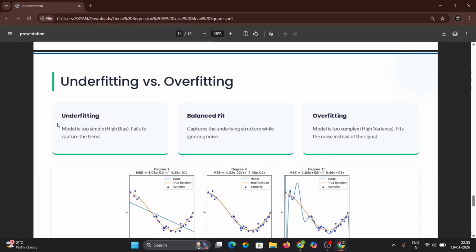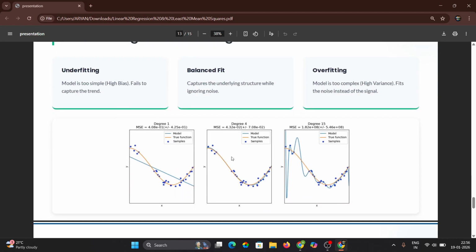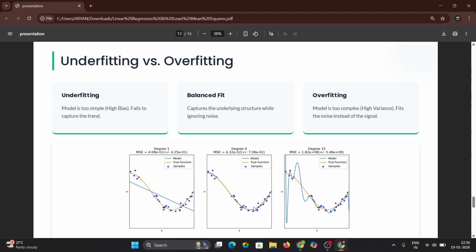Now, underfitting. Underfitting is when the model is too simple and fails to capture the trend. Here is the example. In the balanced fit, you can see this curve is the balanced one because all the points are near this curve. And when the model is overfitting, you are trying to fit your curve totally towards the data. So then what will happen? Instead of generalizing the data, it is actually learning the data.